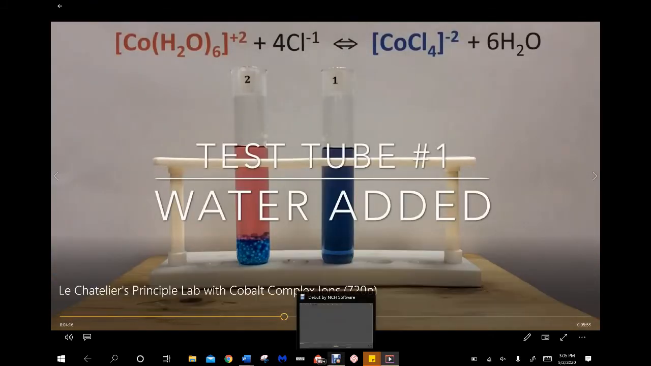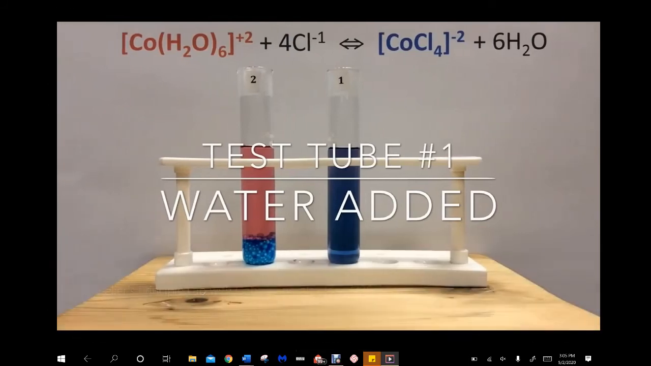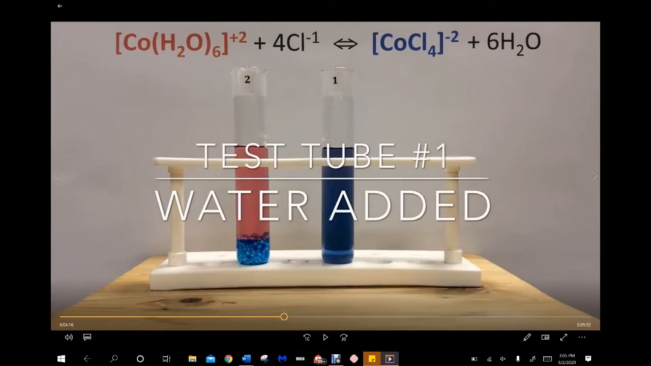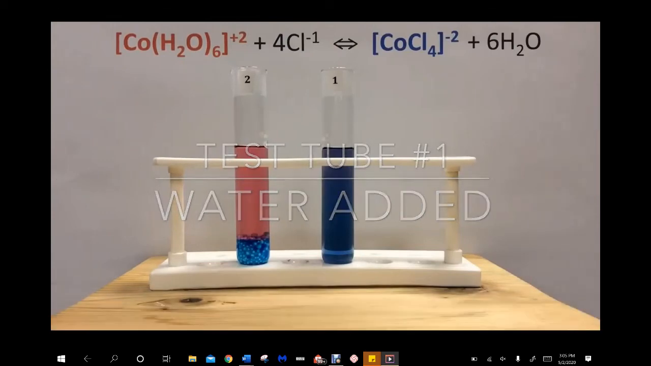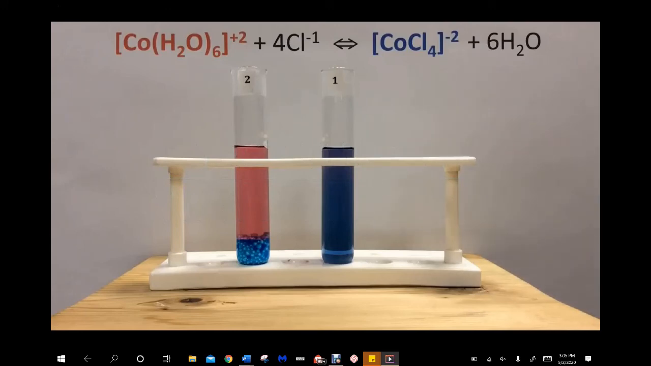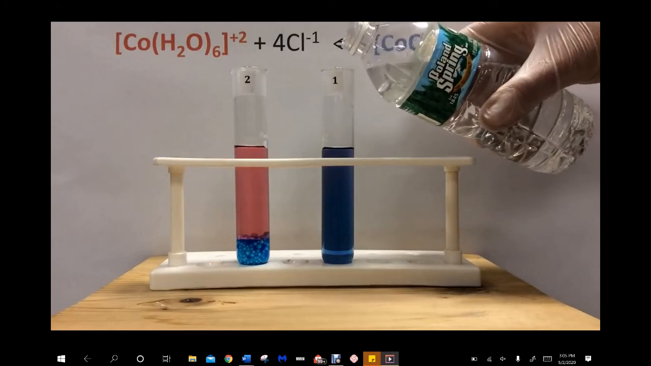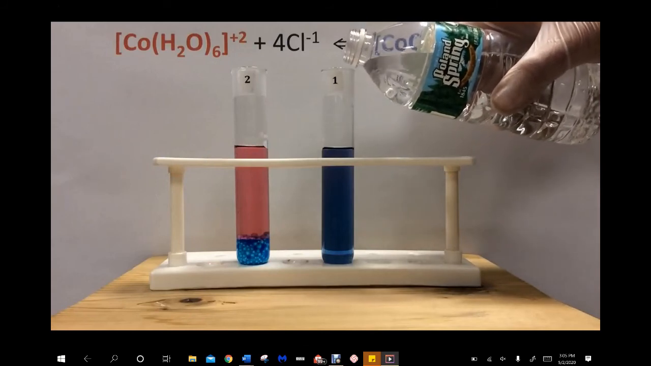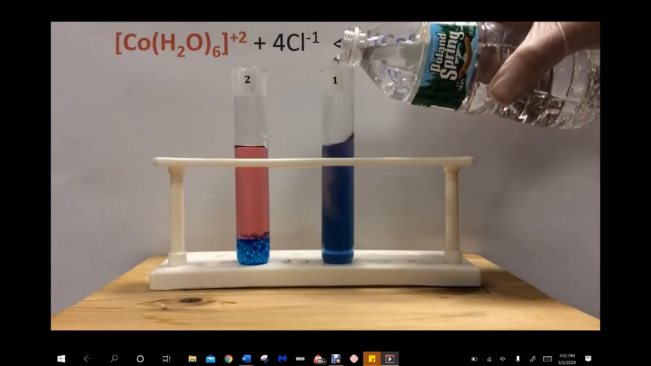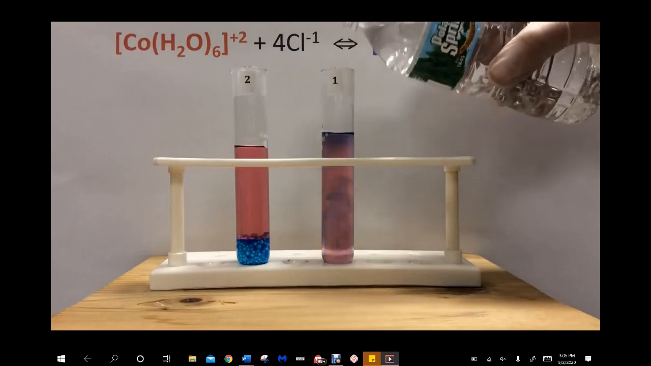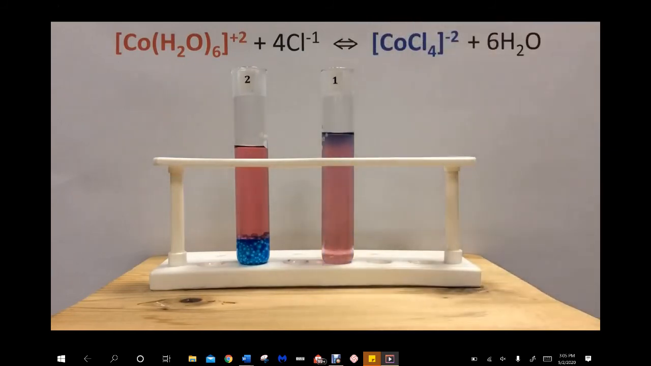Now water in this case is on the product side. And so if we're increasing the product, it should reshift toward the reactants. So we should expect to see this test tube change from blue back to its original pink. And so we'll pour in some water here and wait and see what happens. All right, and there we go. Shifts back to the left, pink.